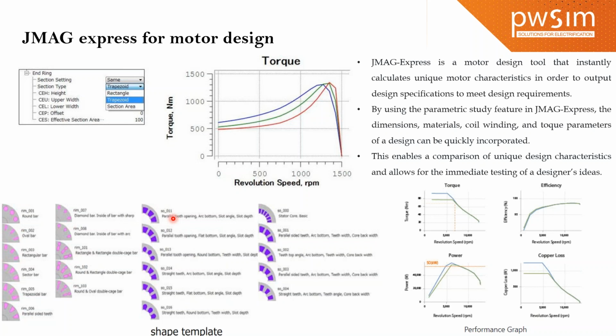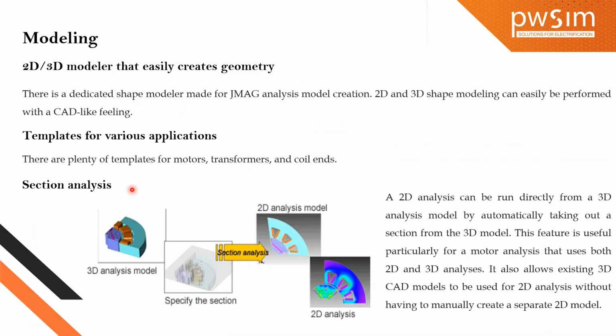So these are the various templates available in the JMAG Express motor design tool, where you can choose the combination of stator and rotor, and you can define your geometry spec and the characteristics quickly in 1 minute by using the JMAG Express motor design tool.